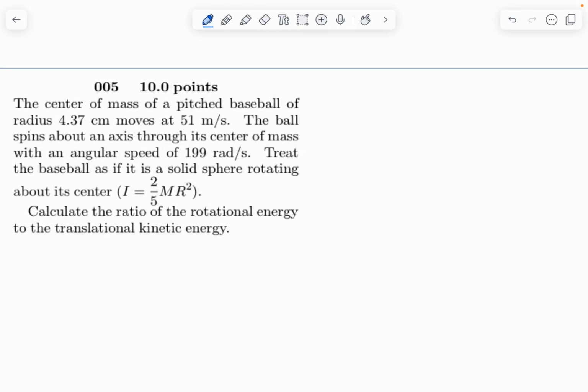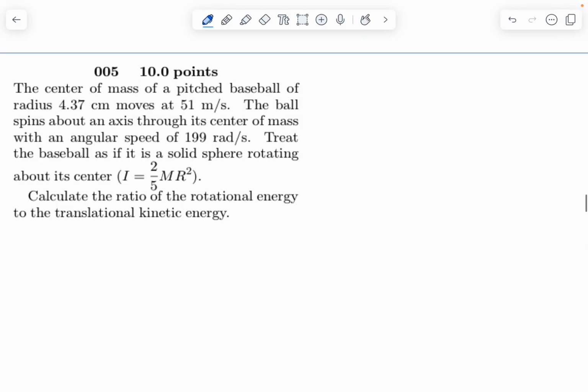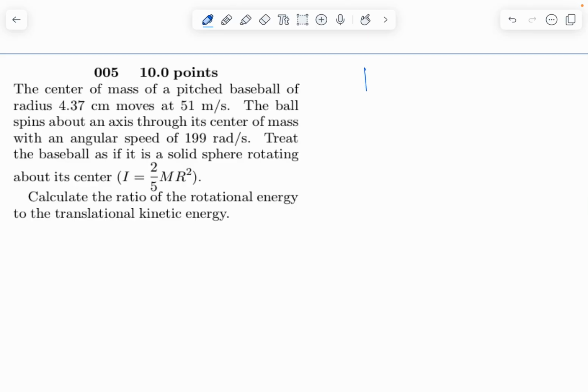All right, continuing on. Number 5. Yeah, so this one's like a baseball. It's spinning and it's moving. And they want the ratio of rotational kinetic energy to translational kinetic energy. So our end goal, we want K rotational divided by K translational.